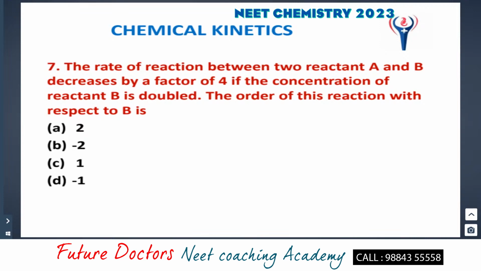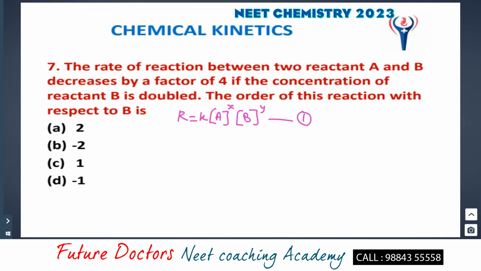You know the two reactants are given. Then R is equal to K into concentration of A power, we don't know, so I put X. Then again B power what? Y. Understood? You can keep it like this. Then this is the first equation we considered.